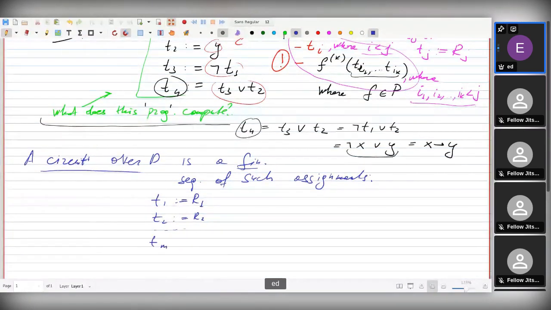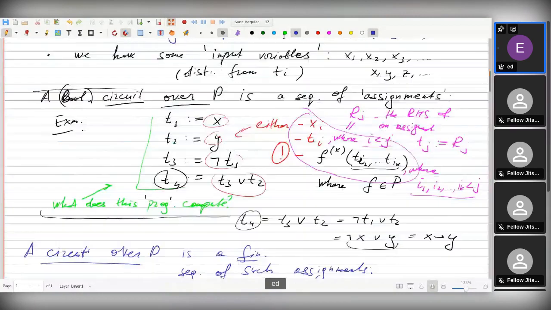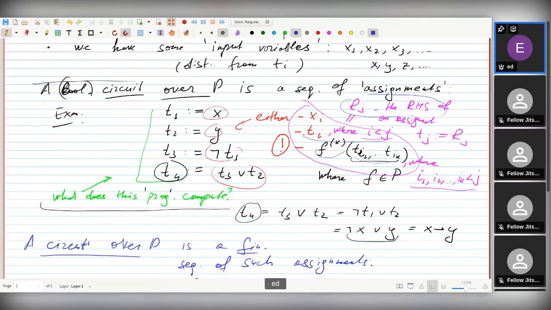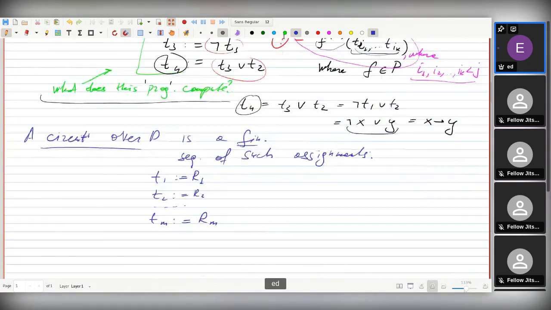And the last assignment is something like that, where every right-hand side satisfies this restriction. It is either an input variable or an early defined temporary variable or a function application to some early defined variables.